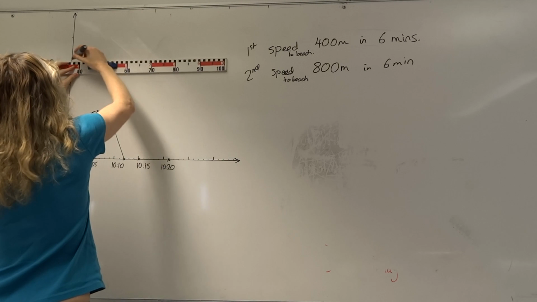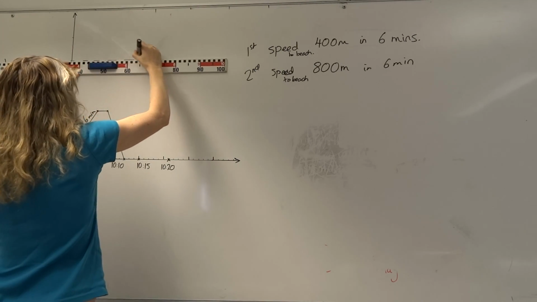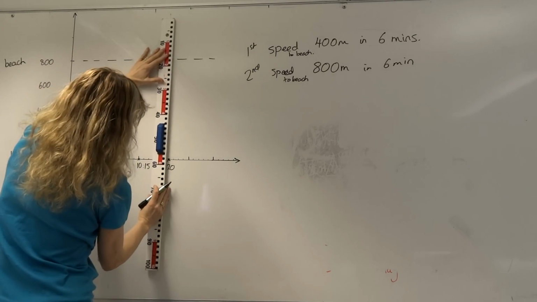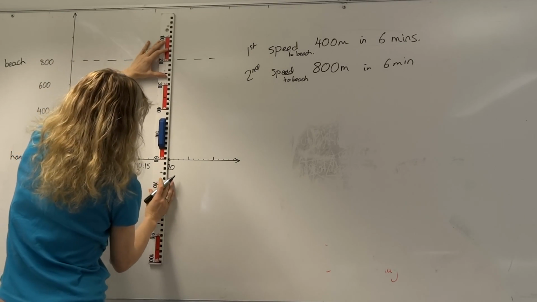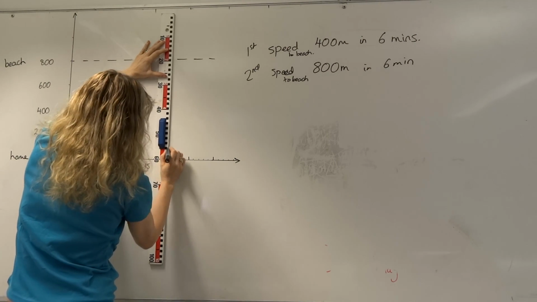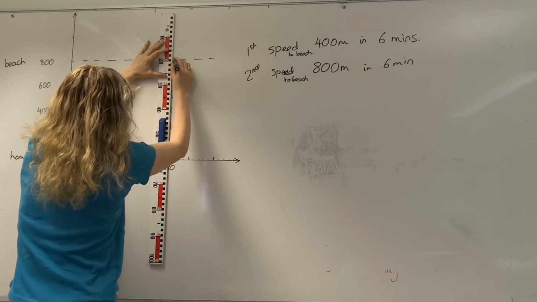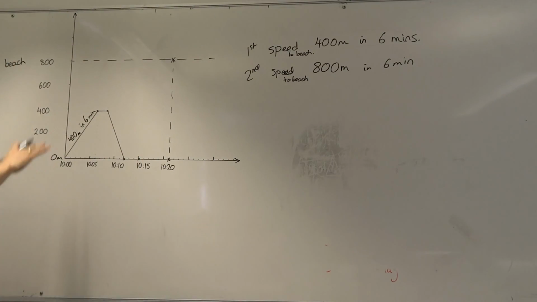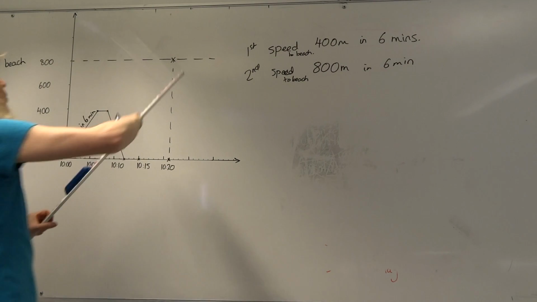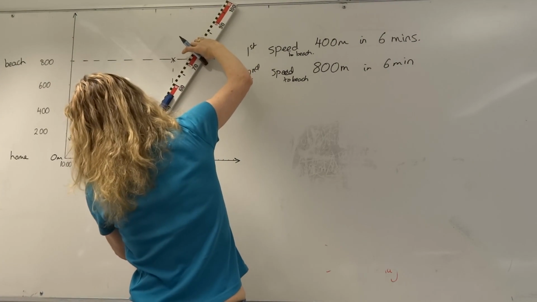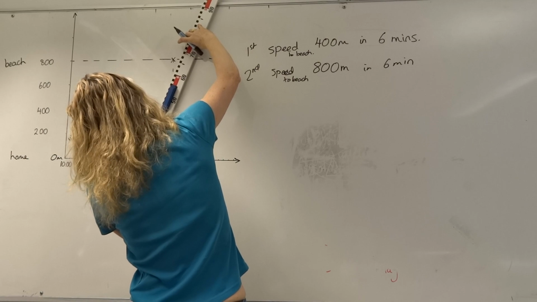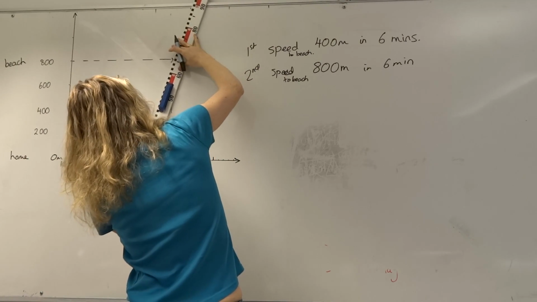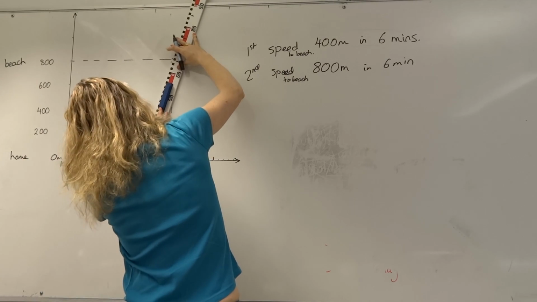So here is my 800 meters line. Filling in your distance time diagram is very important to be able to do. I'm starting here after I finished looking for my wallet, and I found it. And then I run back to the beach.